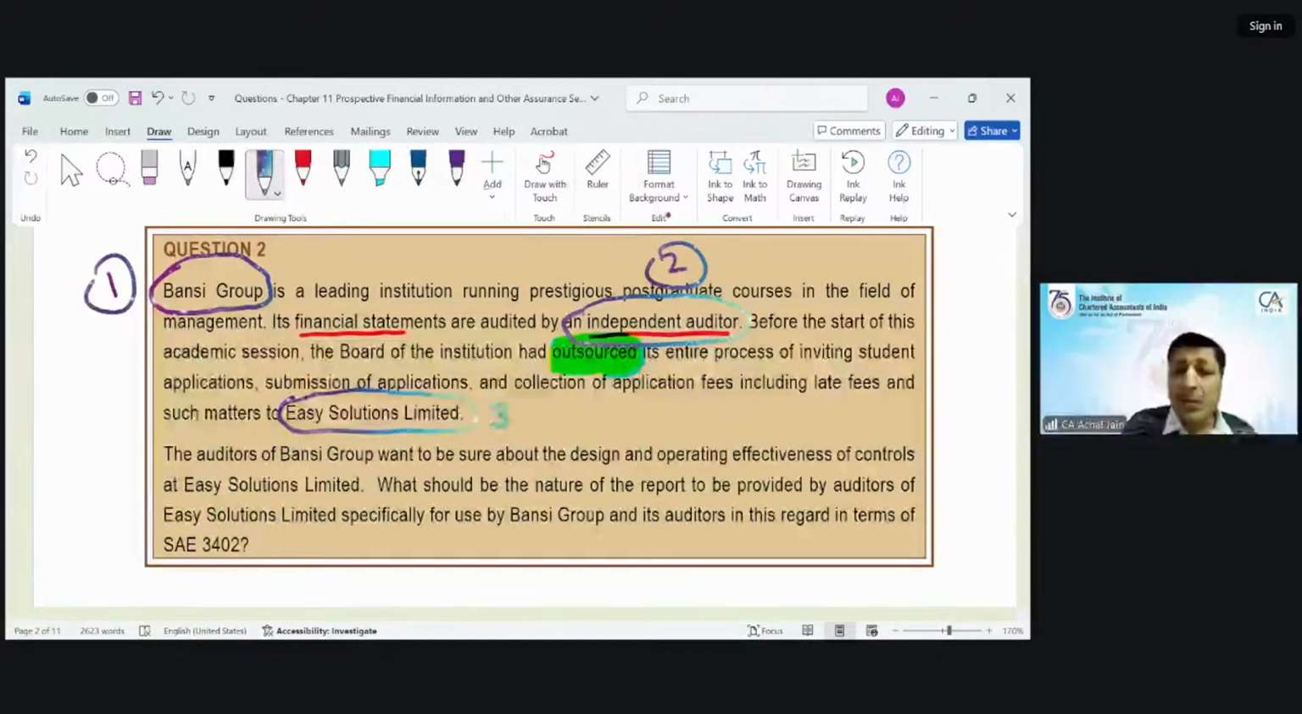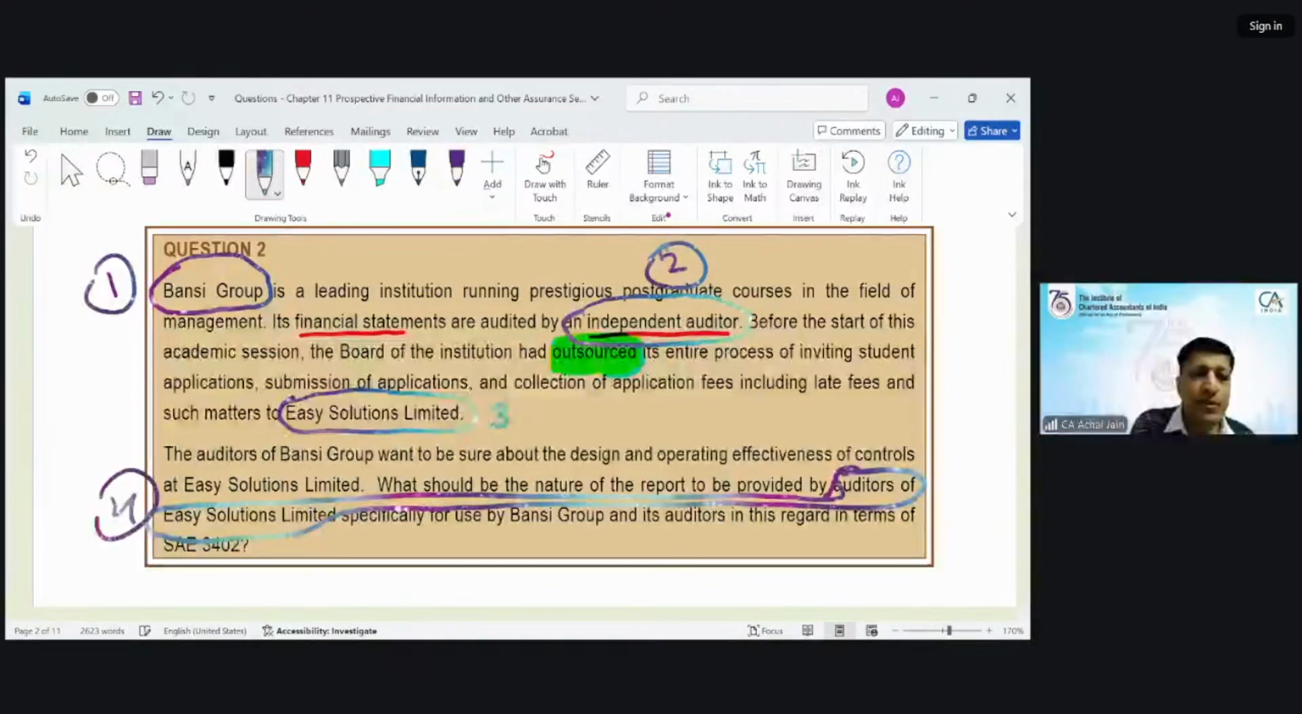Now these auditors of Bansi Group, so we are talking about two, they want to be sure about design and operating effectiveness of controls at Easy Solutions Limited. What should be the nature of the report to be provided by auditors of Easy Solutions Limited? Now, in the fact pattern, this fourth party was not available, but now we also have in place one more party. What is that? Auditors of Easy Solutions Limited. So there are two auditors, auditor of Bansi Group, auditor of Easy Solutions. And there are two entities, Bansi Group and Easy Solutions. Two auditors, two entities, right?